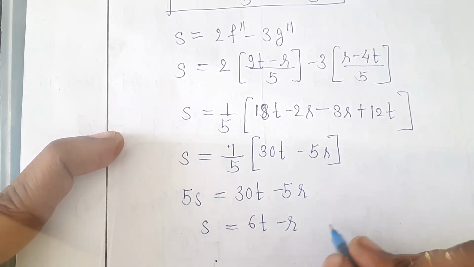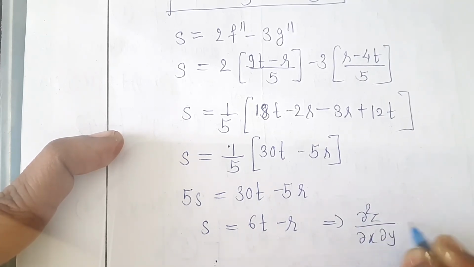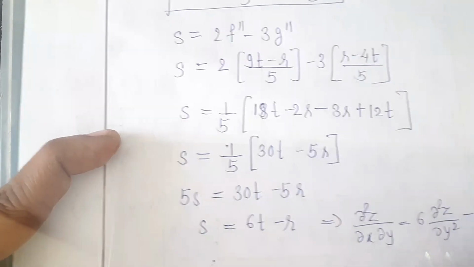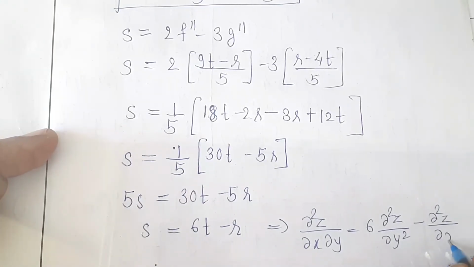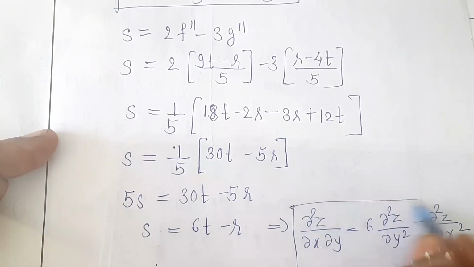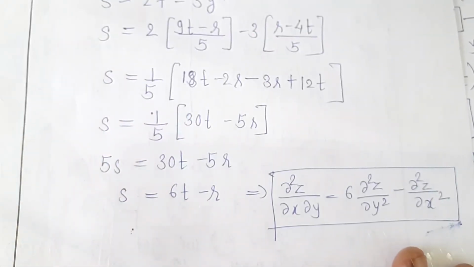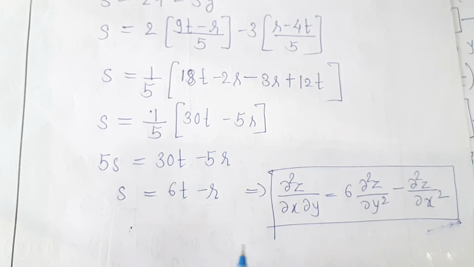So s equal to 6t minus r means that del 2z by del x into del y is equal to 6 times del 2z by del y square minus del 2z by del x square. So this is a second order partial differential equation. Whenever we have more than one arbitrary function, we always get a partial differential equation of order more than 1. So this is about the first question. We will see the second question in the next lecture. Thank you.